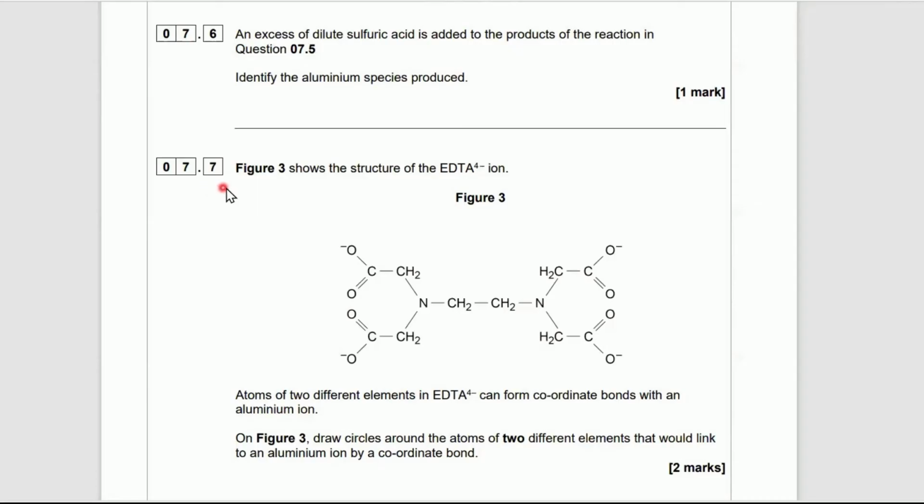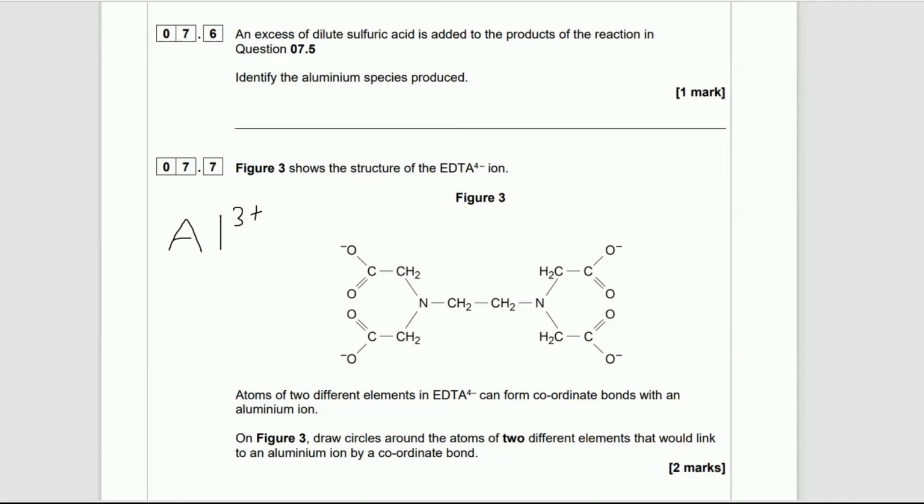Okay, let's look at 7.7. Figure 3 shows the structure of the EDTA4- ion. So you can see the structure here. Atoms of two different elements in EDTA4- can form coordinate bonds with an aluminium ion. Well, figure 3 draws circles around the atoms of two different elements that would link to an aluminium ion by a coordinate bond. So the aluminium ion has a positive charge. You're looking at things that can donate electrons to it.